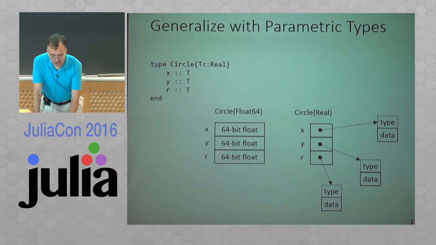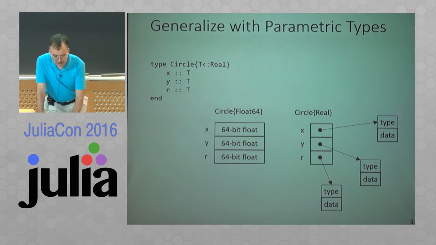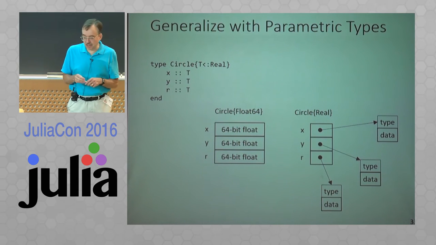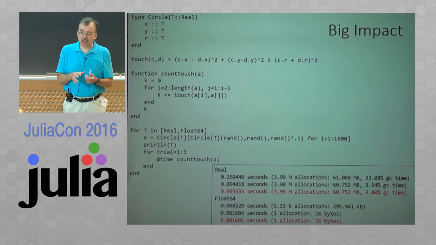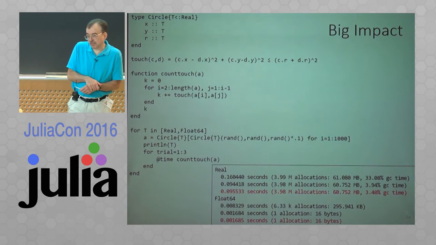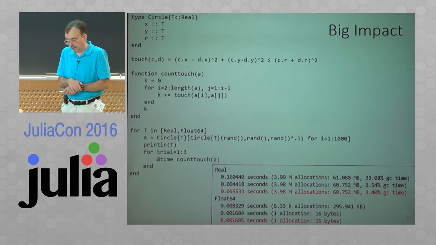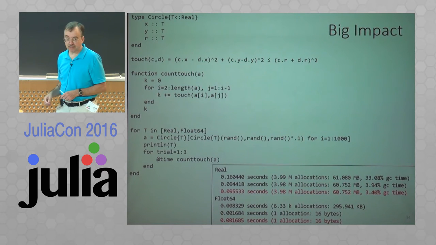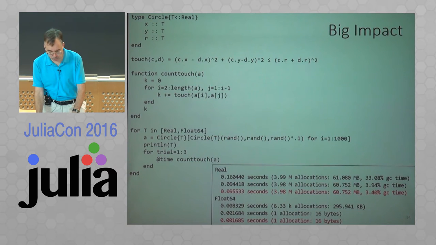So now I can instantiate the type, and now it's laid out. Now just to compare, I can do one of two things. I can instantiate with Float64 and get my nice compact concrete type, or I can instantiate Circle with an abstract type like Real, and now I end up with boxes. But I get my choice and can make the decision late as to which way to go.